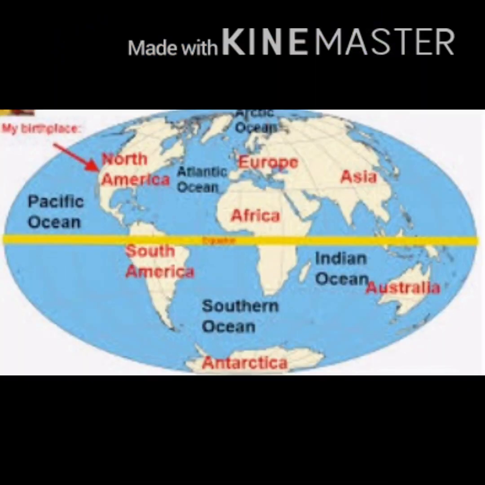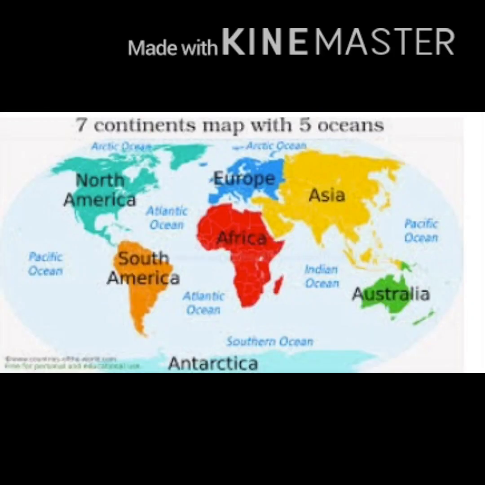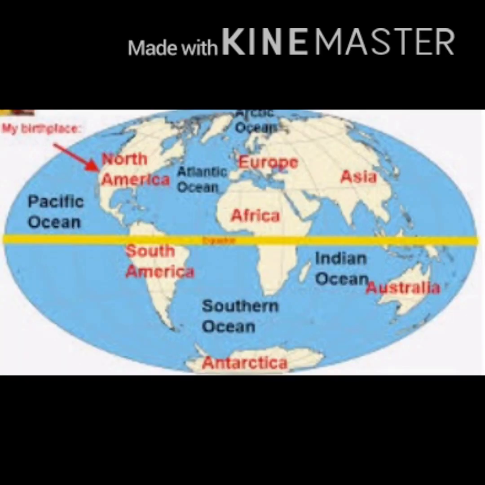The two largest land forms are continents and oceans. Continents are any one of the largest land masses in the world. We have 7 continents in the world. They are Asia, Africa, Australia, North America, South America, Antarctica, and Europe.